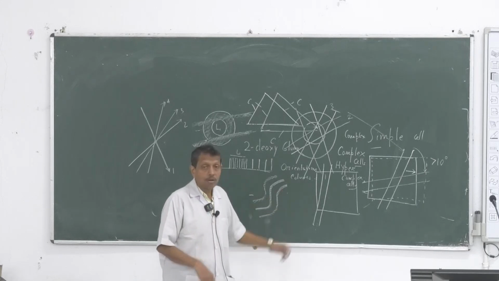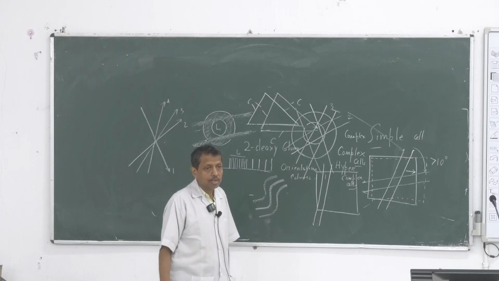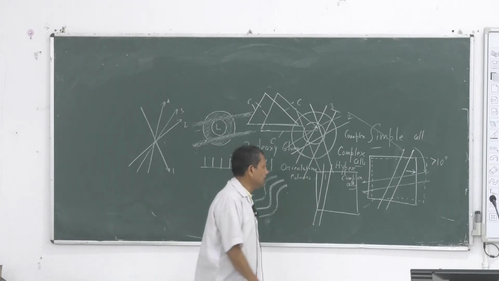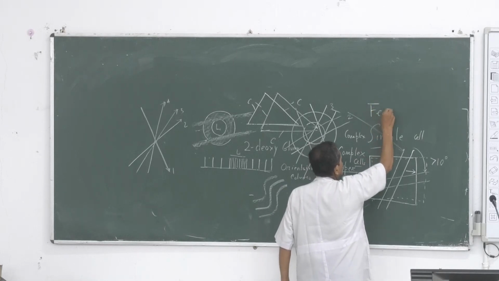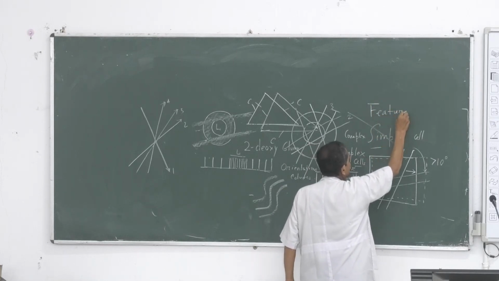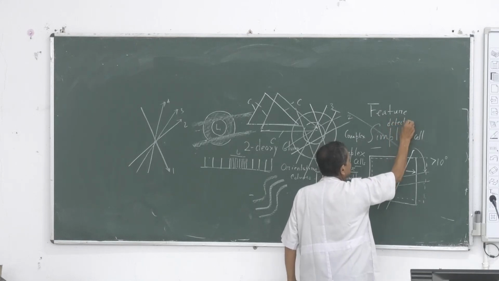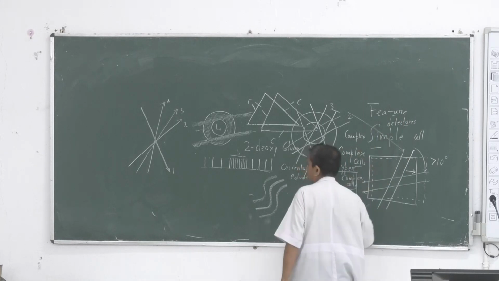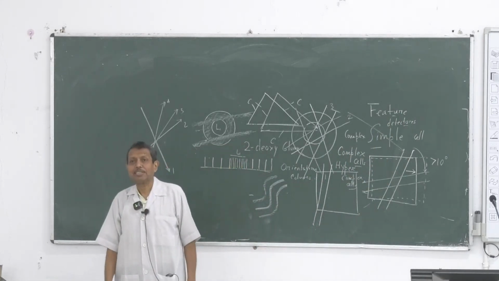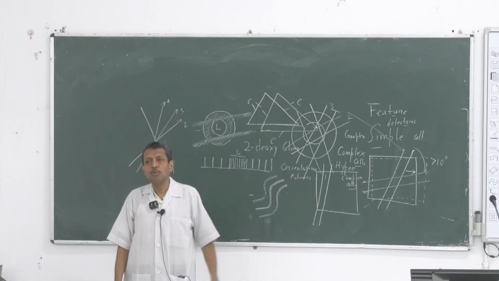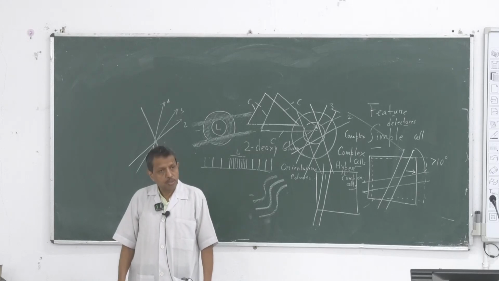And so they are called feature detectors. Simple cells and complex cells are called feature detectors. It is applicable to other sensory systems also.